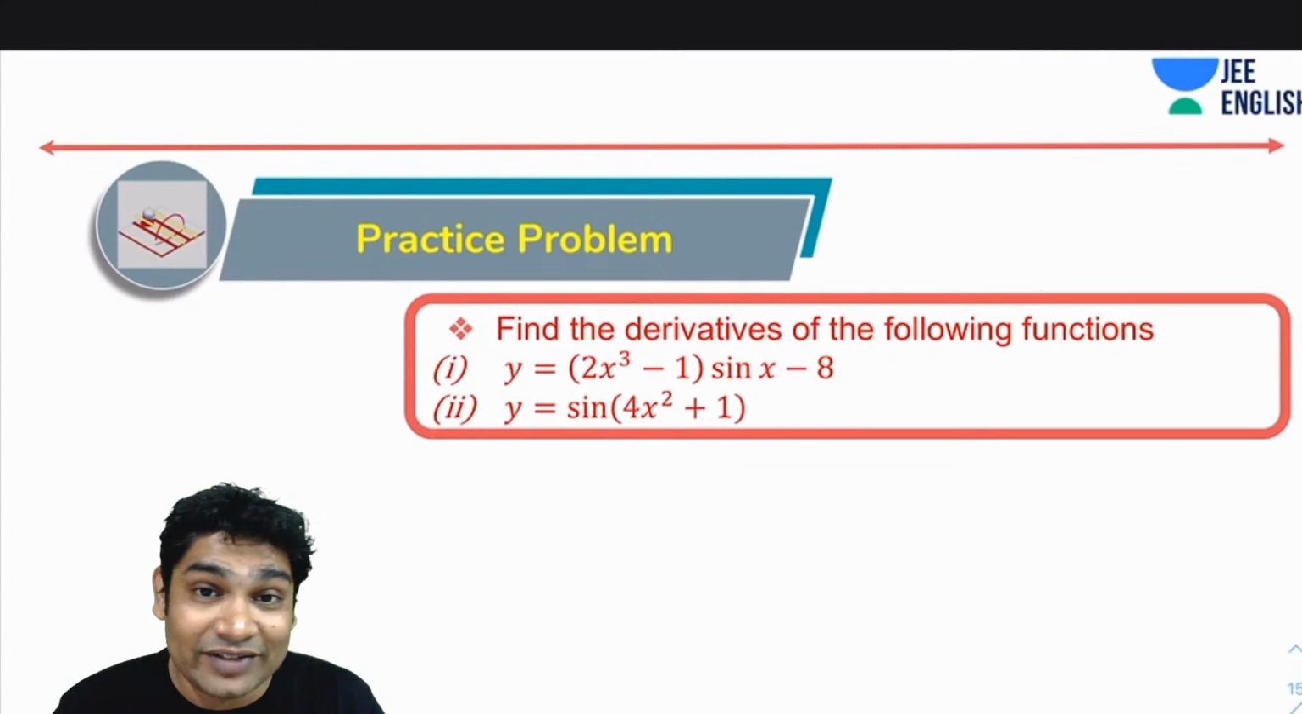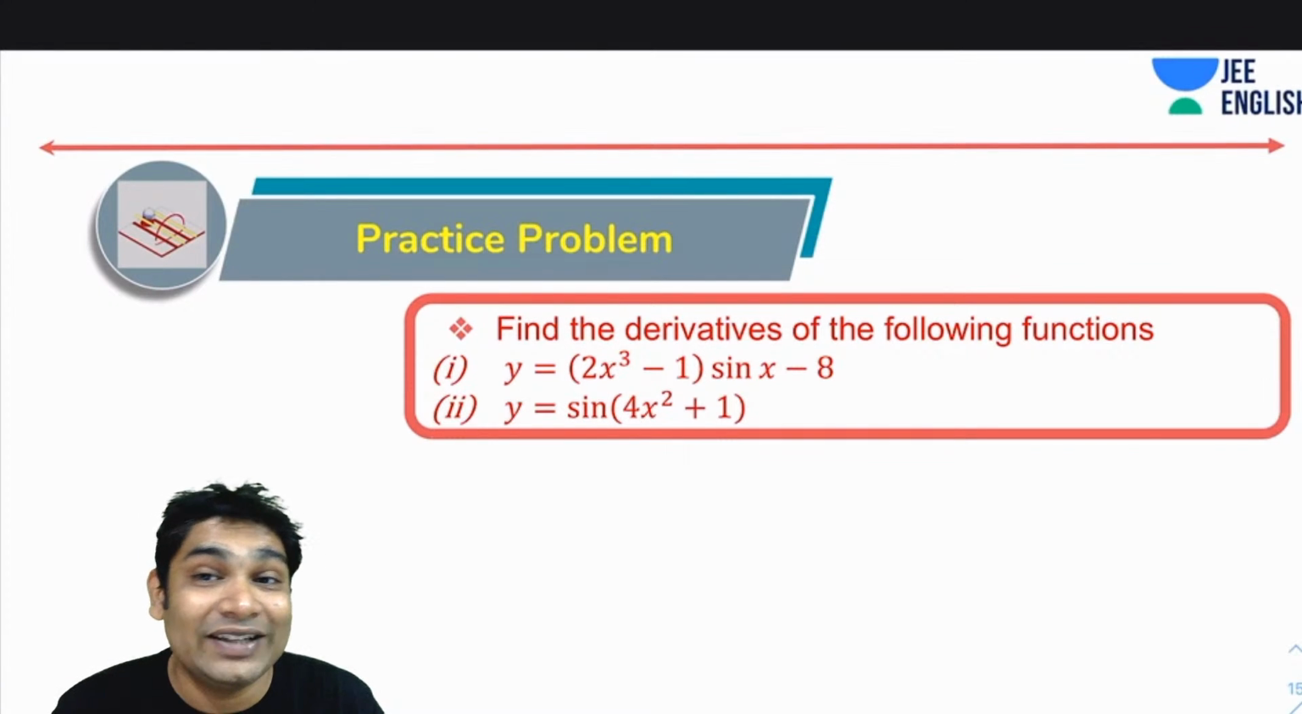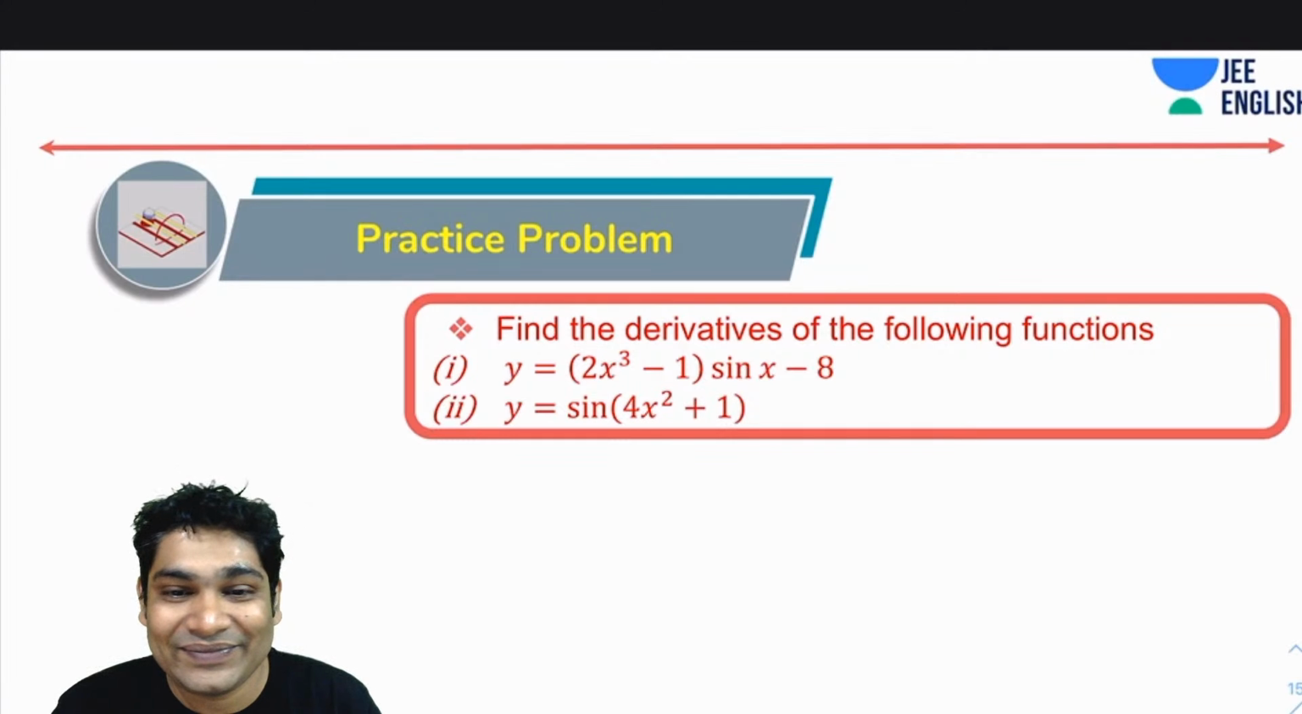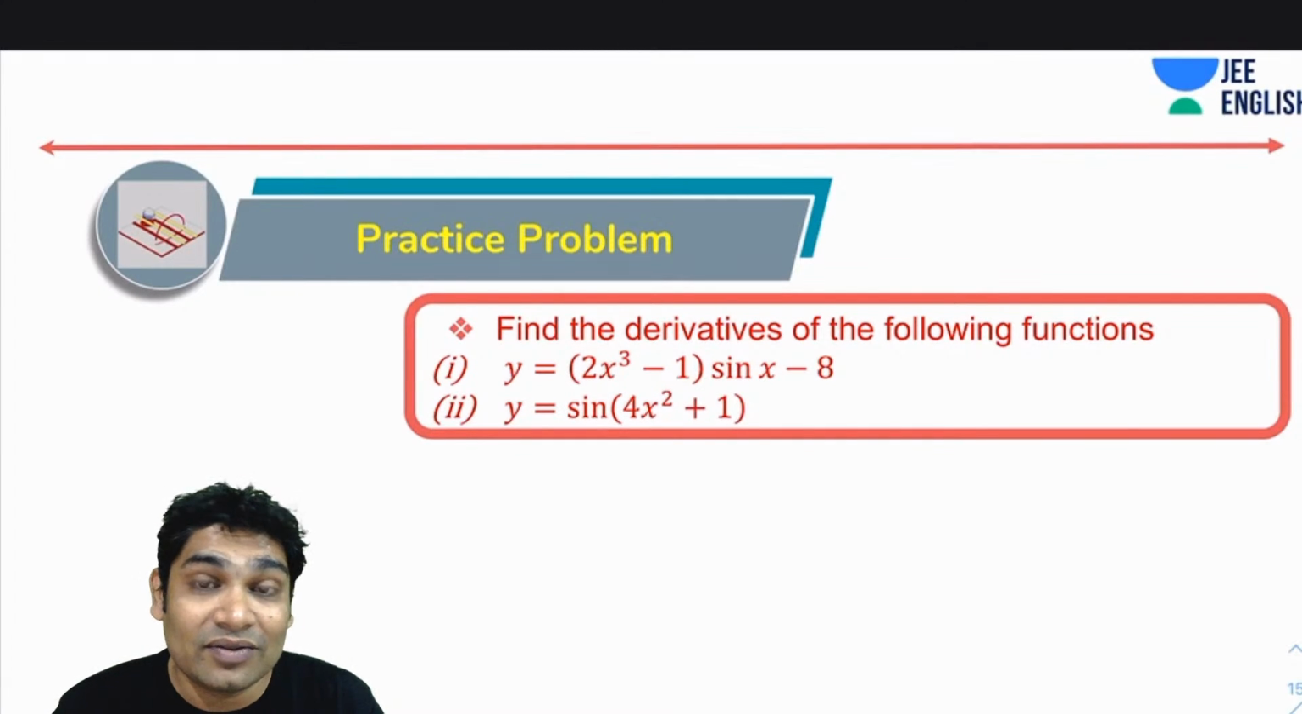So let's give this a try. Let's see if what we have learned so far helps me solve this one. There are two functions. The first function is given to you as y equals (2x cubed minus 1) times (sine x minus 8). The second function is given to you as y equals sine of (4x square plus 1). Find the derivatives of these functions. So let's see.